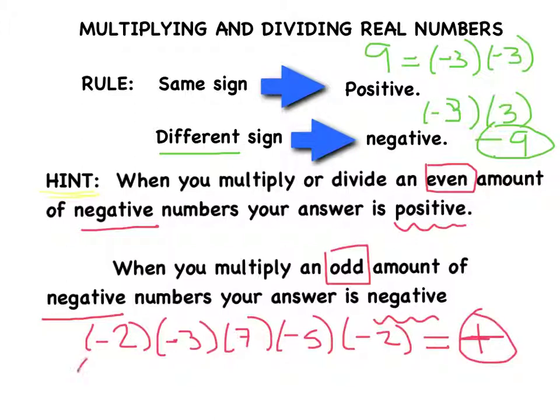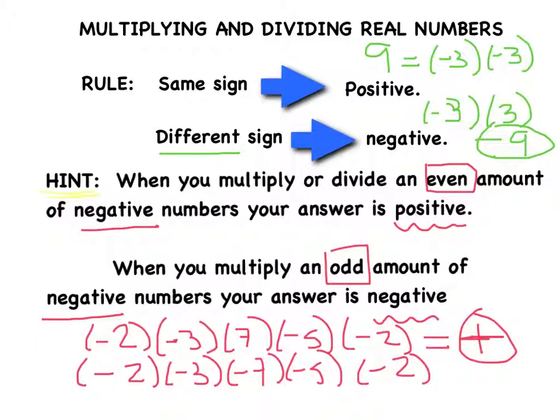But what if my multiplication is minus 3 times minus 2 times minus 7 times minus 5 times minus 2? How many negative numbers do you have multiplying? 1, 2, 3, 4, 5. Well, it's 5. My answer will be negative, because an odd amount of negative numbers multiplying or dividing will give me a negative answer.